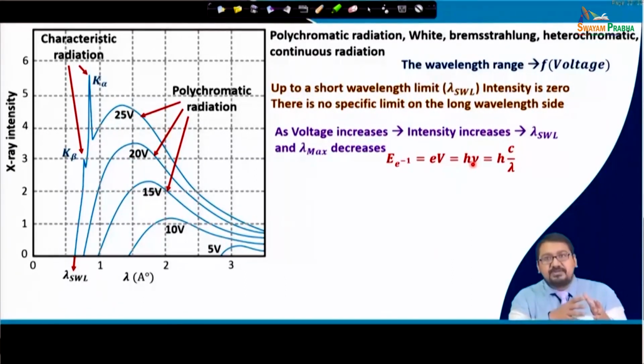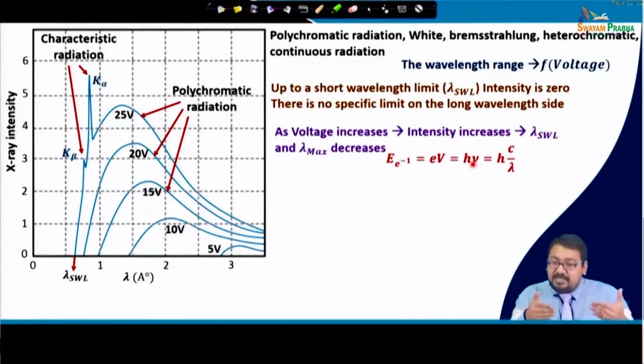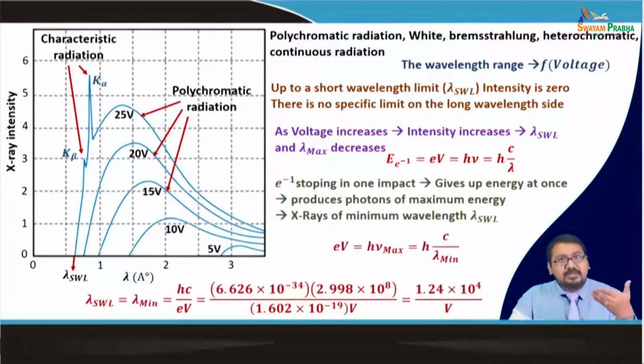Energy, eV, is equal to h nu. H is the Planck constant, nu is the frequency. So this equals h c by lambda, where c is the speed of light, and you see that energy is inversely proportional to lambda. So the lambda decreases. Both lambda SWL and lambda maximum decrease.